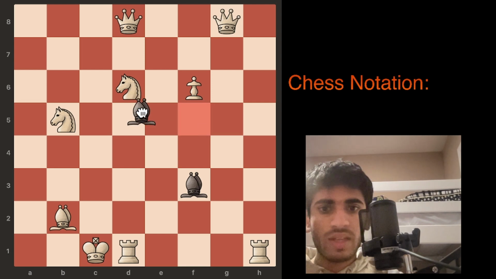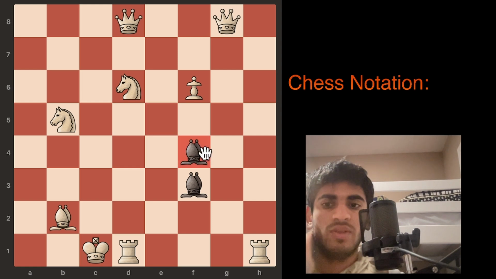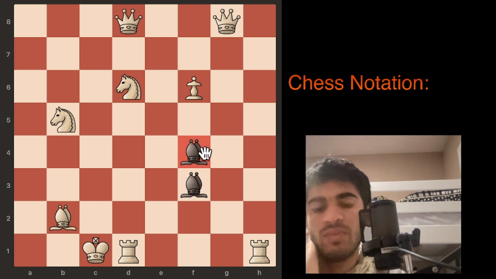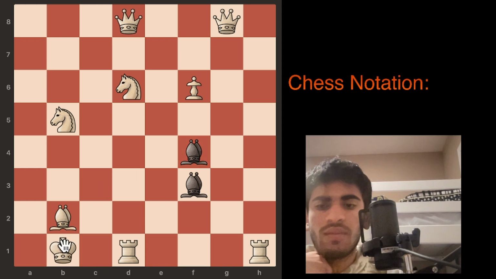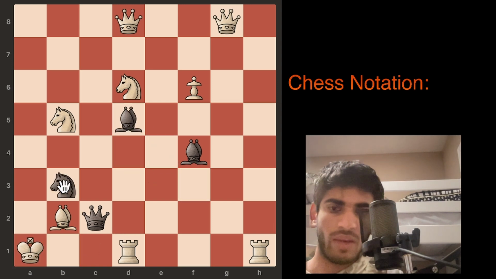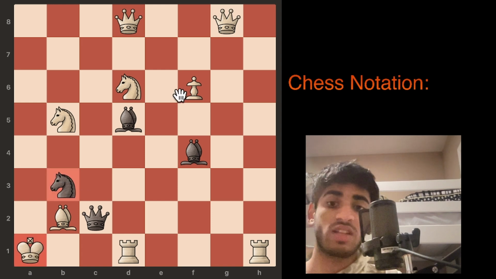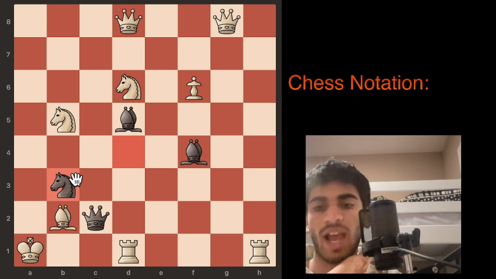Now, whenever there is a check, let's say bishop moves to f4, and that move is a check, so you write bishop f4 plus. That's a check. And if somehow you also have a mate, I'm just gonna set up a quick mate here, where let's say knight moves to g3, right? Knight g3 is not just a check; it's a mate. So you would write knight to g3 with a distinction by the hashtag.